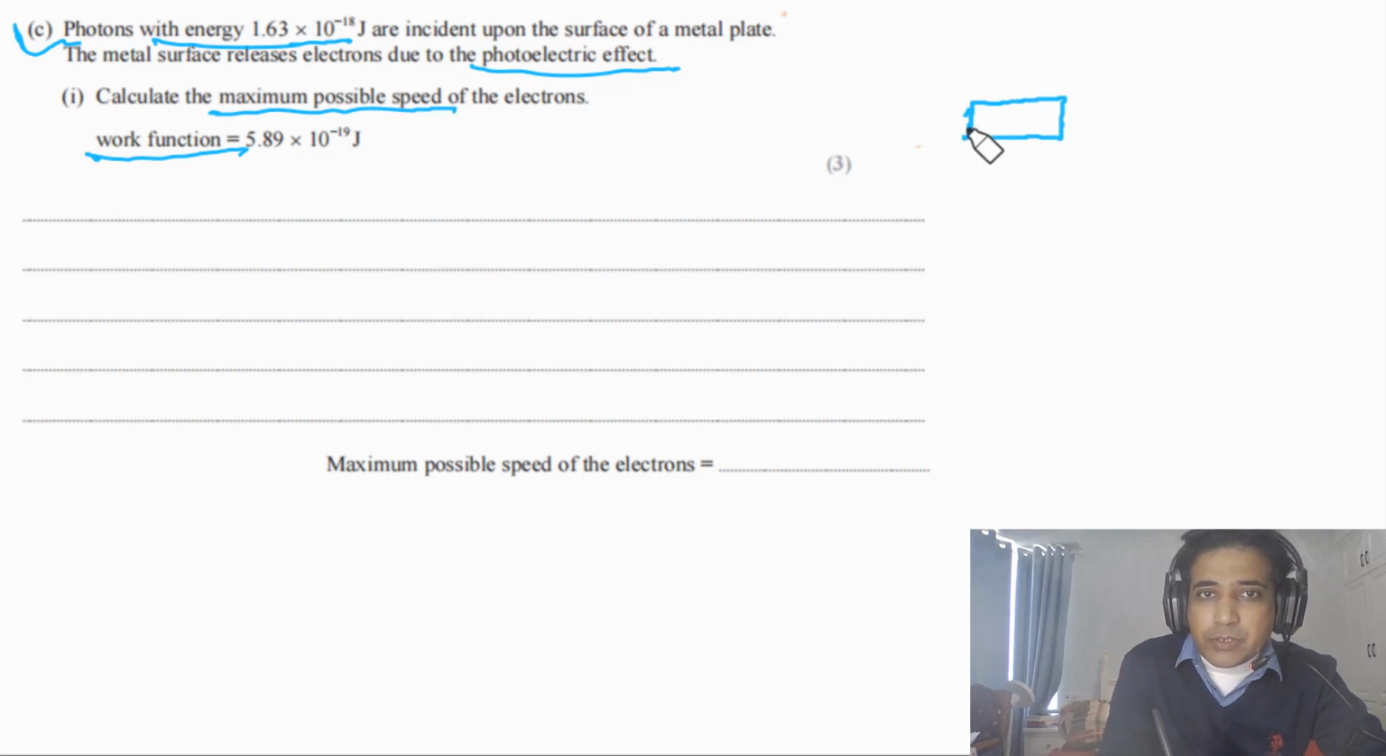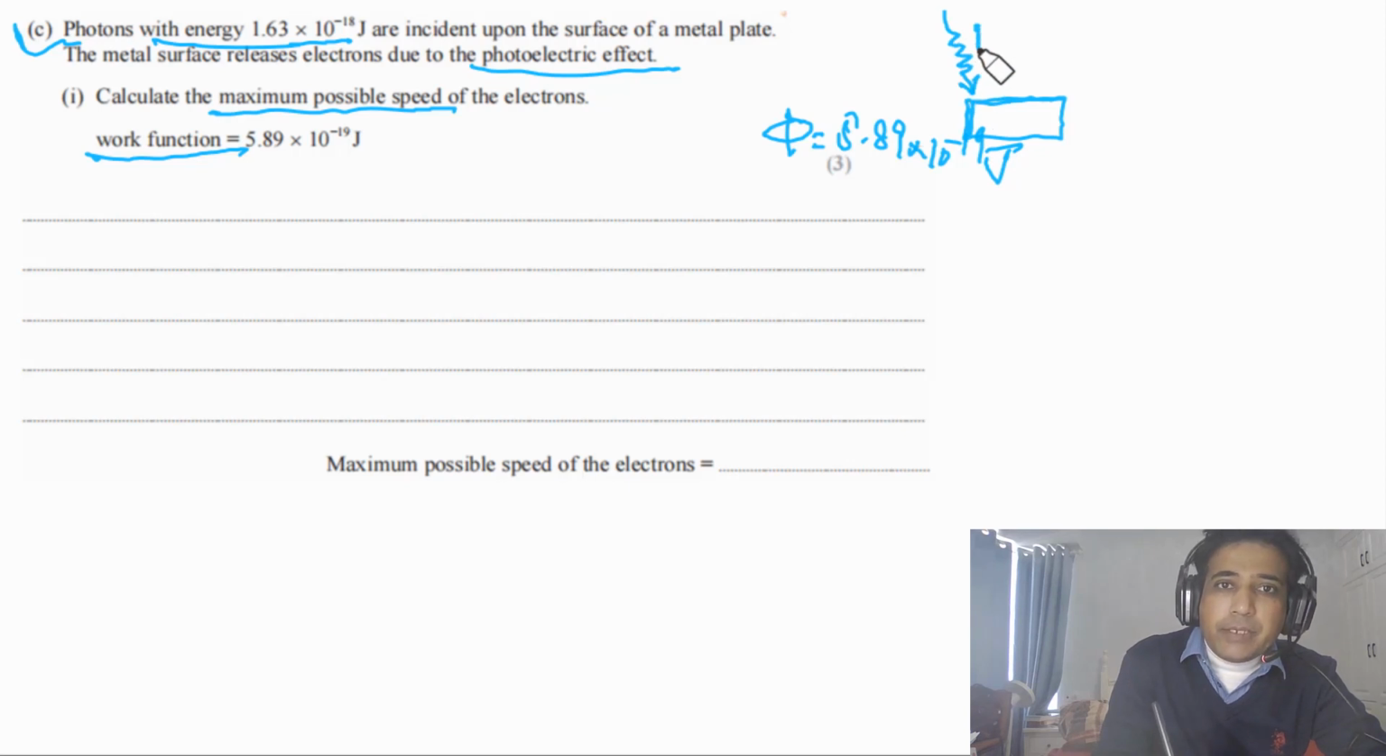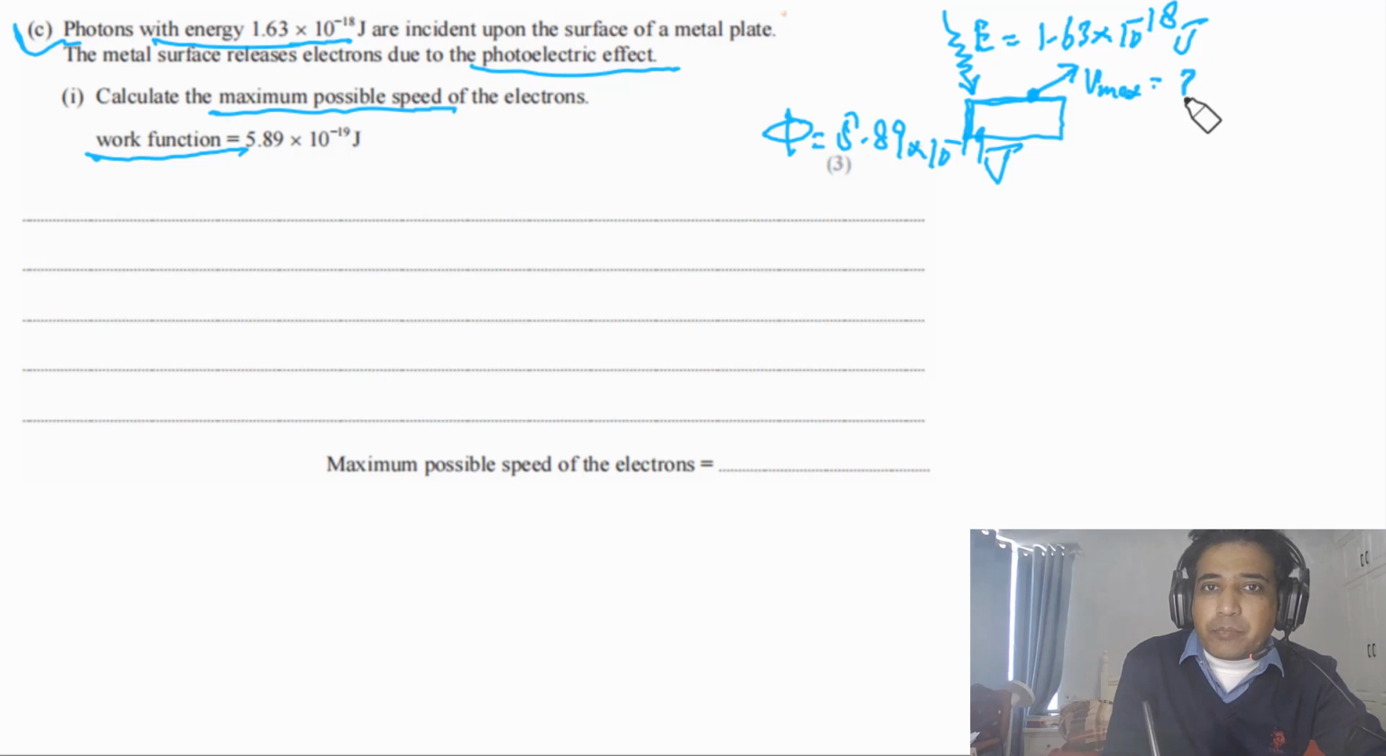So first of all, we can sketch this one. You can imagine this is the metal plate, and the work function of this metal plate is given to us. That is equal to 5.89 times 10 to the minus 19 joules. And you can also imagine a photon of light is coming, and the energy of this photon is 1.63 times 10 to the minus 18 joules. The question is asking us, what is the maximum possible speed of photoelectrons emitted from the surface? So we need to calculate V max.